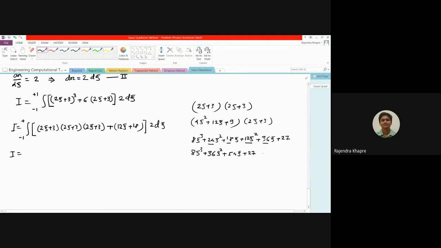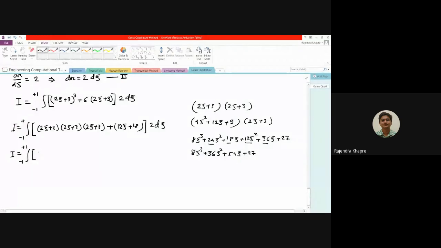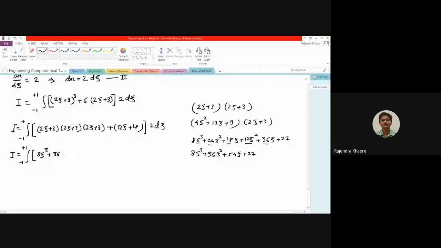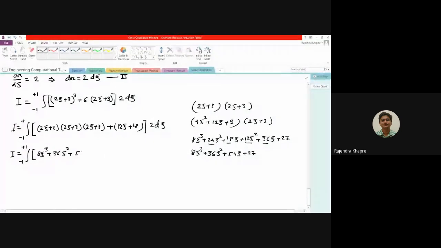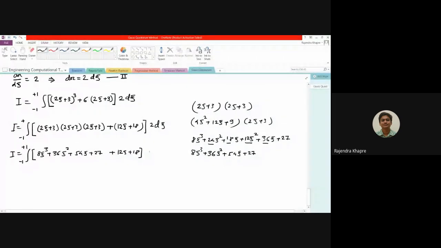Is it correct, student? This one? Yes, sir. Okay. So this will be something like -1 to +1, into 8 times xi cube plus 36 xi square plus 54 xi plus 27, plus you will also have 12 xi plus 18, multiplied by 2 into d xi. So if you rewrite all these terms one more time, this is -1 to +1.